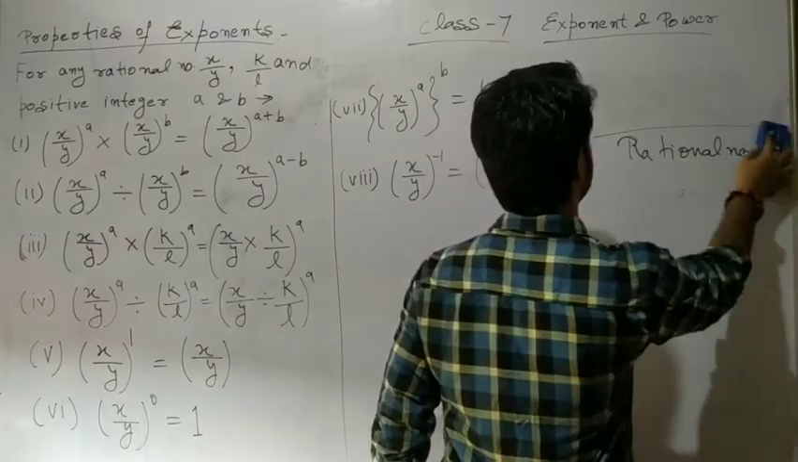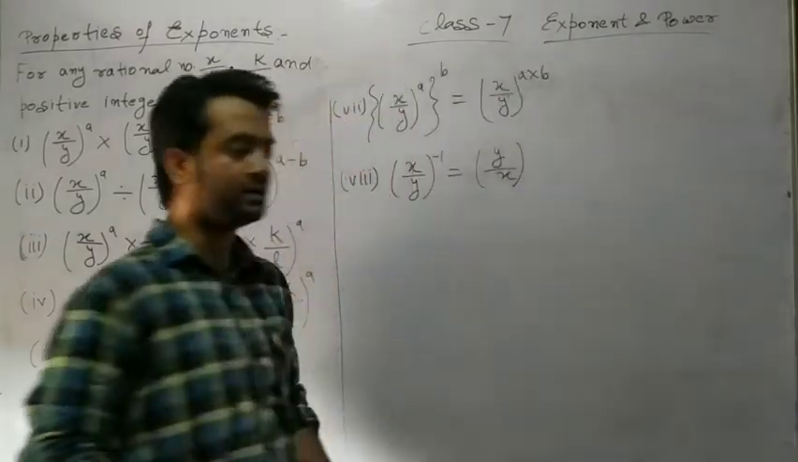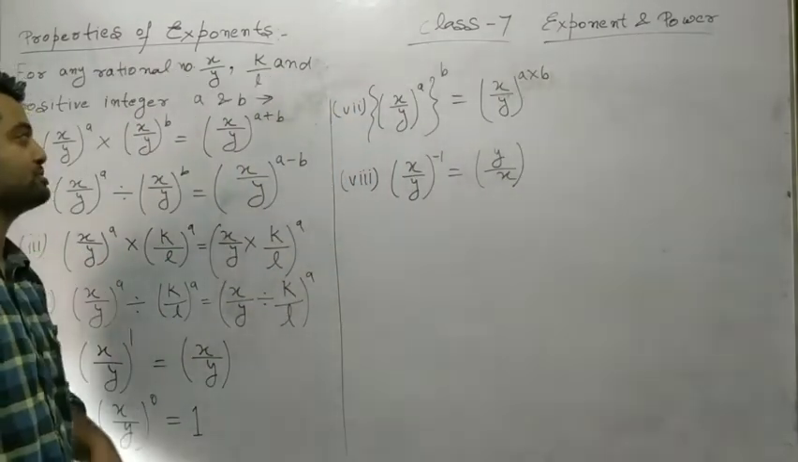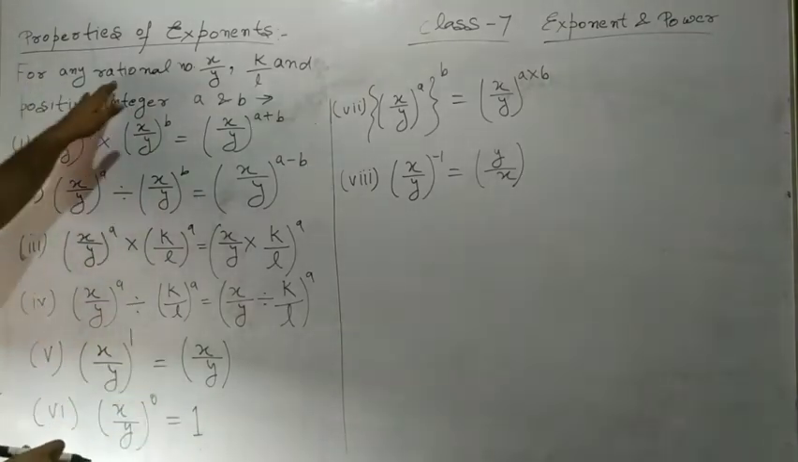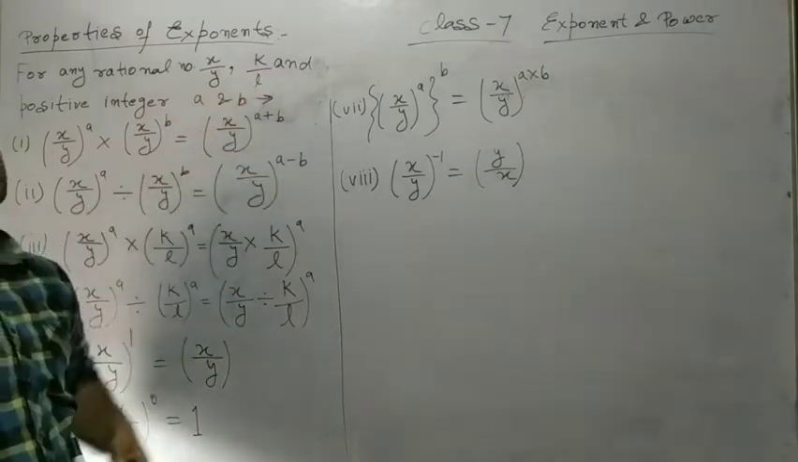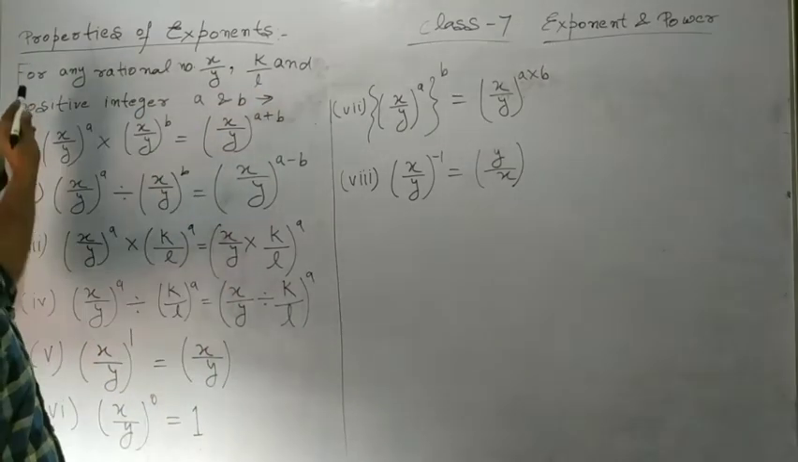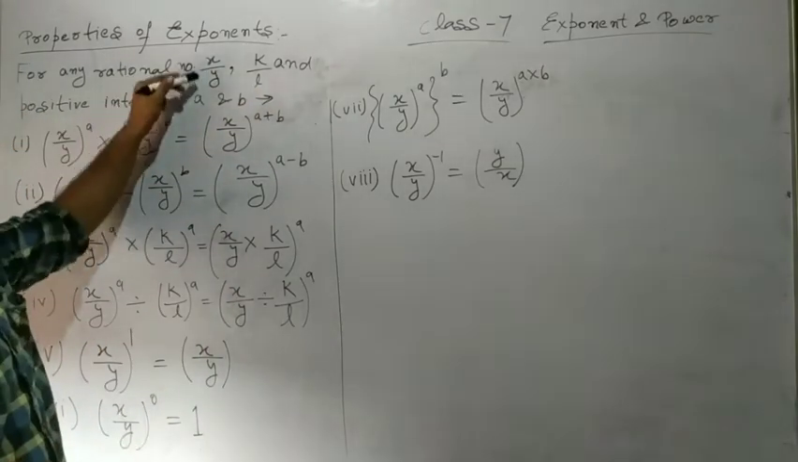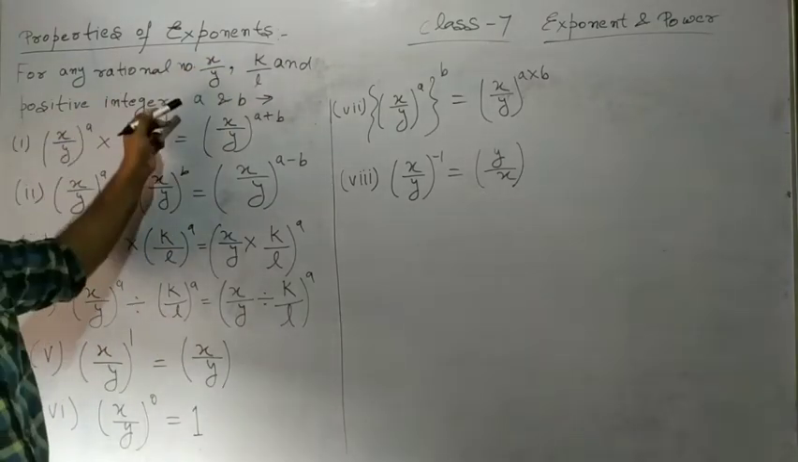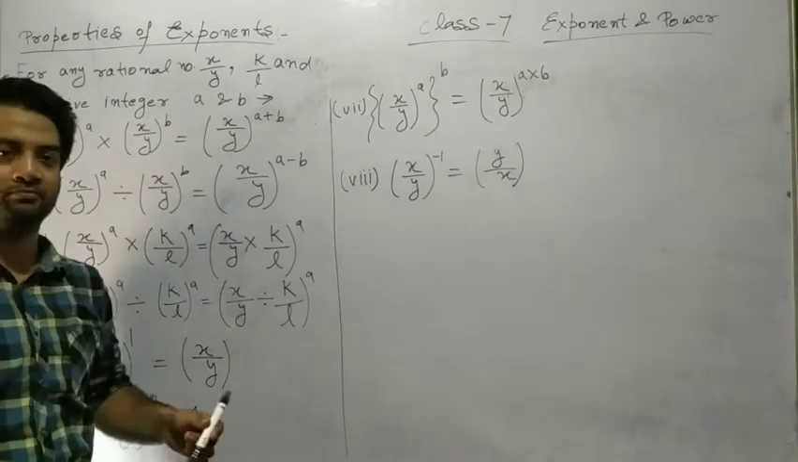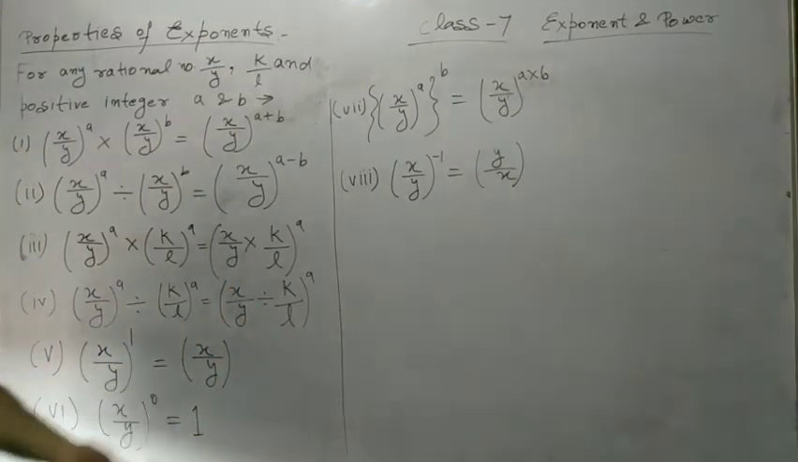Now let's come back to our topic, properties or laws of exponents. So what are the laws of exponents? For any rational numbers x upon y and k upon l, I have taken two rational numbers x upon y and k upon l, and two positive integers a and b. On the basis of these, we will discuss the properties of exponents.